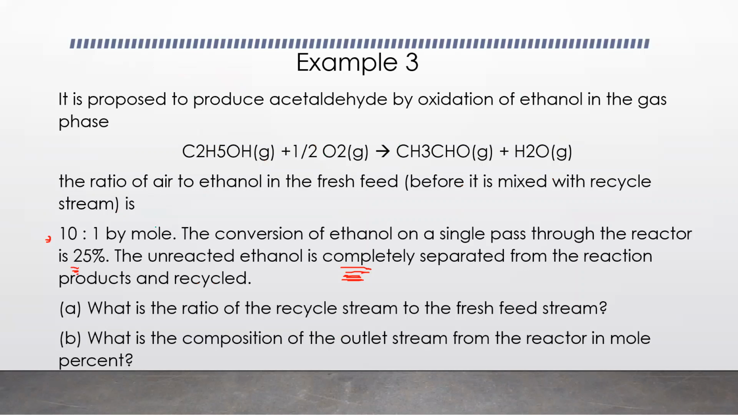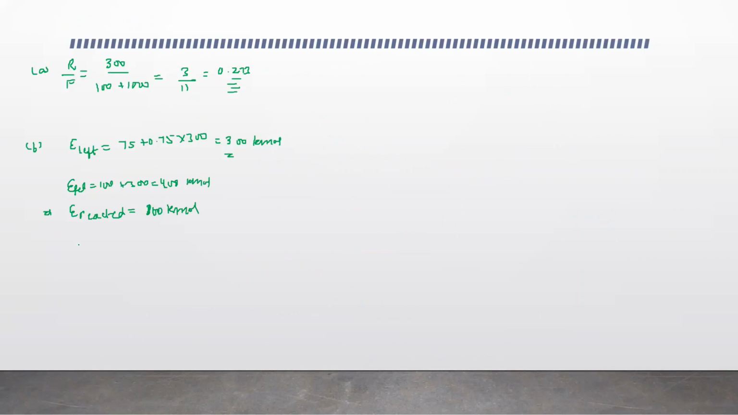Now, if you see the stoichiometry, per mole of ethanol reacted, half mole of oxygen reacts. So oxygen reacted is equal to 50 kilomole. Therefore, oxygen left, oxygen supplied was 210 minus 50, that is 160 kilomole. And all of the nitrogen that was supplied is left in the stream that has come out of the reactor.